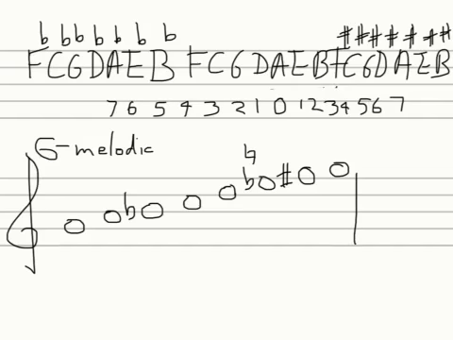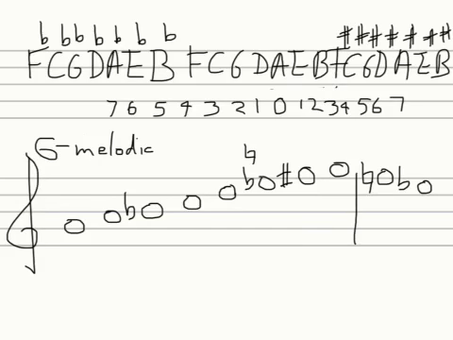Coming back down, you would need to lower the 6th and 7th. So you'd go back to an F natural and an E flat, etc. So you're going back to the natural minor scale on the way down. So the melodic is only different going up, but you have to remember to lower them again coming back down.